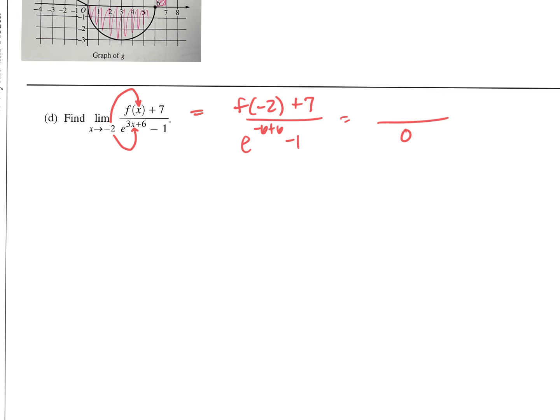f of -2. Yes, we're going to have to, because we're going to get a 0 on top. How do I get f of -2, you guys? The f of x function was 3 times x plus the integral from 0 to -2 of g of t. To find f of -2, I'm just plugging a -2 into my f function. So that's going to get me a -6. How am I going to find this? The area from 0 to -2, and then negate it.